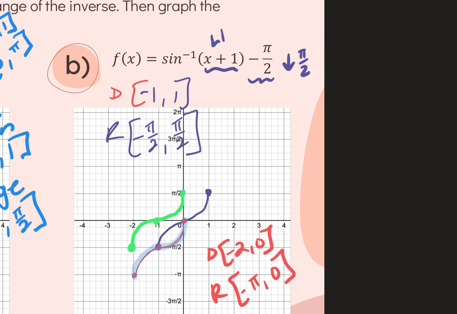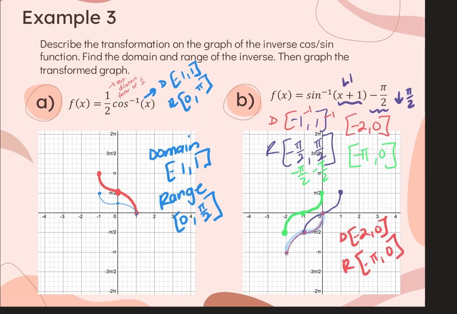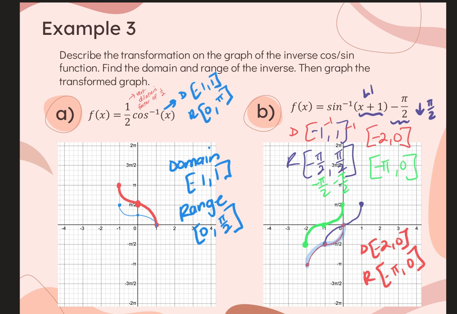So if I wanted to shift my domain -1, I'd get -2, 0, which matches what we found. And if I wanted to adjust the range down pi over 2, I'd subtract pi over 2, and I'd end up with -pi, 0. So you want to be able to do it both ways. Questions?